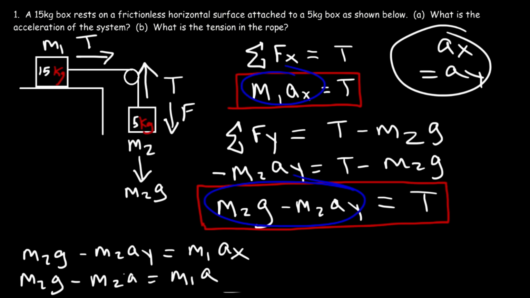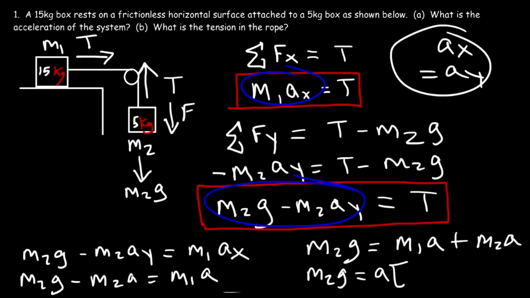Now I need to take this term and move it to this side. So this is going to be m2g equal to m1a plus m2a. Now I need to factor out the acceleration, so this is going to be m1 plus m2. And solving for a, I need to divide both sides by m1 plus m2. So the acceleration is m2g divided by m1 plus m2.